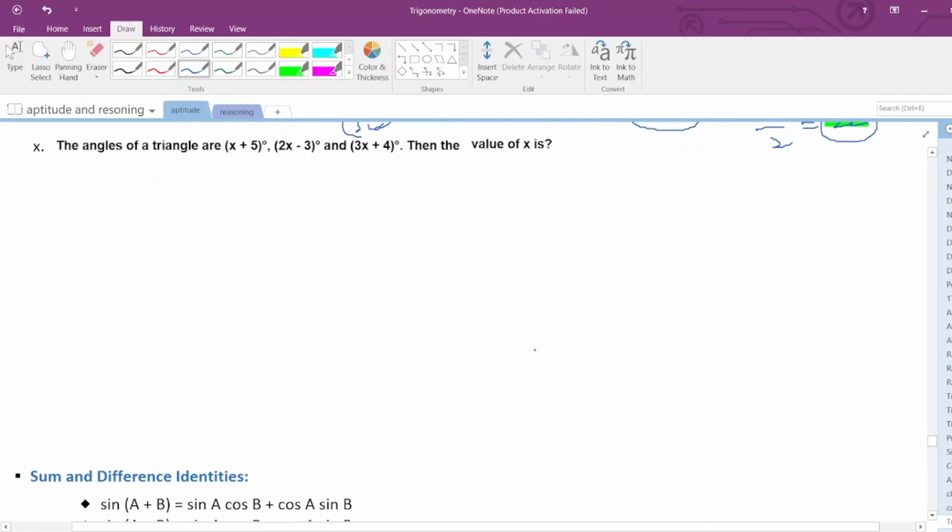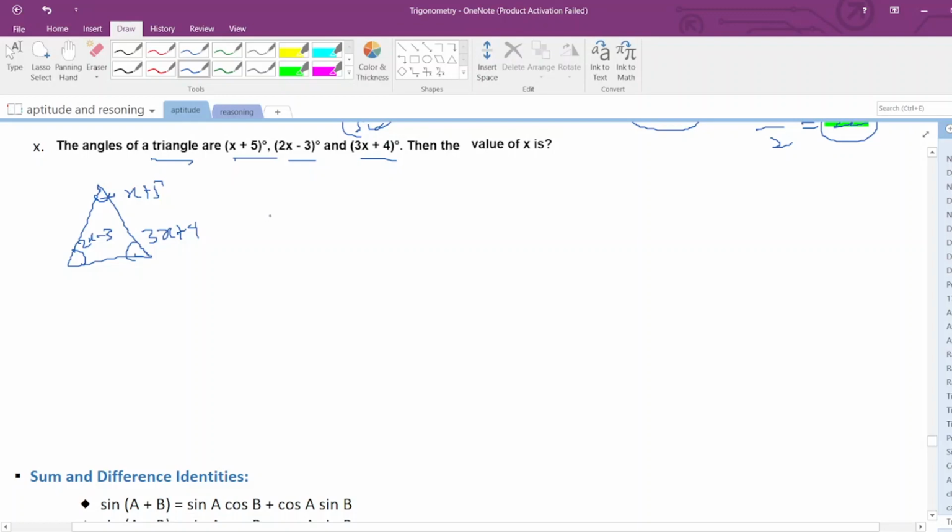Now in this section, I'm talking about the last question. See, the angles of a triangle are x plus 5 degrees, 2x minus 3 degrees, 3x plus 4 degrees. Then the value of x is, అని అడుగుతున్నాడు. సో ఇక్కడ ఏం అడుగుతున్నాడు, ఫస్ట్ ఆఫ్ ఆల్ ట్రయాంగిల్ అనే పదాన్ని గుర్తుపెట్టుకోండి. ఏ ట్రయాంగిల్ అని చెప్పలేదు, సో ట్రయాంగిల్ అన్నాడు. ఒక యాంగిల్ x+5 ఇచ్చాడు, ఇంకొక యాంగిల్ 2x - 3 ఇచ్చాడు, ఇంకొక యాంగిల్ 3x+4 అన్నాడు. సో వాల్యూ ఆఫ్ x అడుగుతున్నాడు.